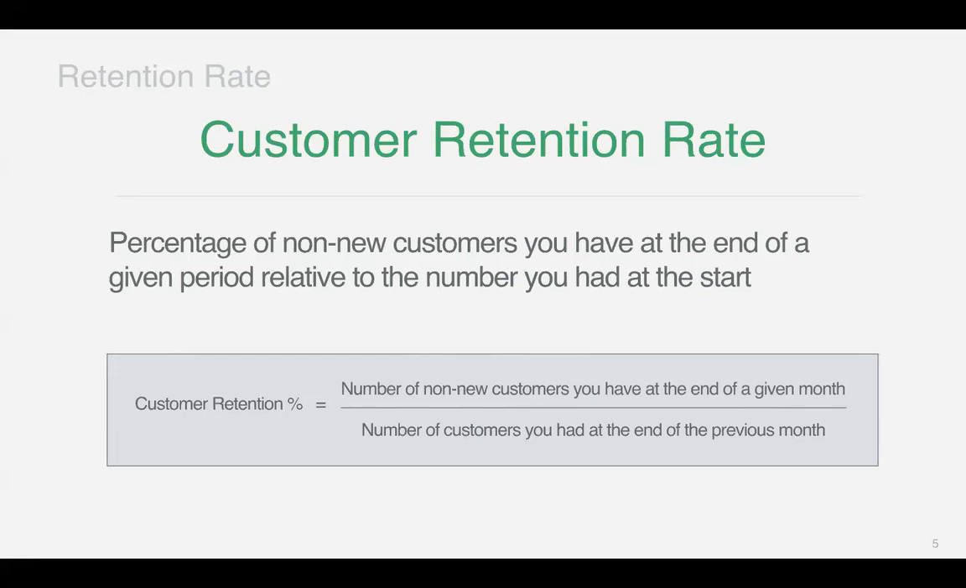Cool. So with that, I'd like to talk first about the first subcategory of retention rate that I mentioned, which is the customer retention rate. As you can see here, we'll define that as the percentage of non-new customers you have at the end of a given period relative to the number you had at the start. Often we'll look at this in monthly increments, and today's example is set up on a monthly framework. So the customer retention percentage would be equal to the number of non-new customers you have at the end of a given month relative to the number of customers you had at the end of the previous month. So pretty straightforward.